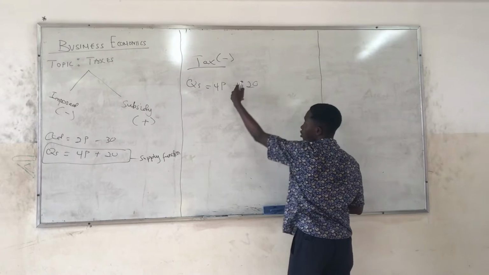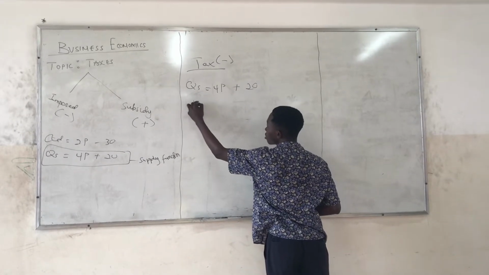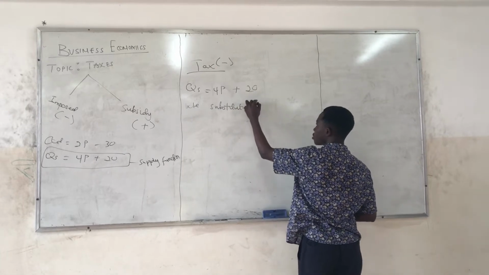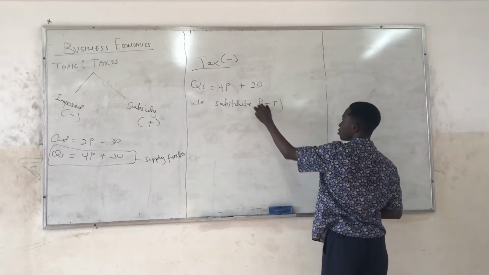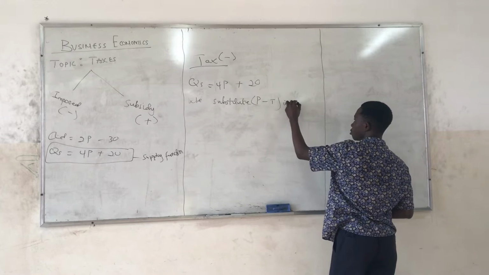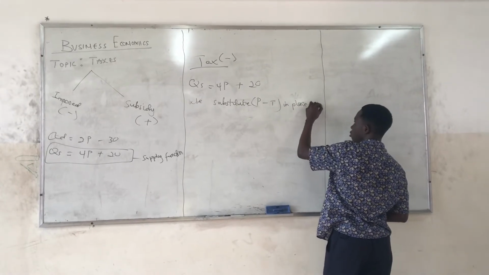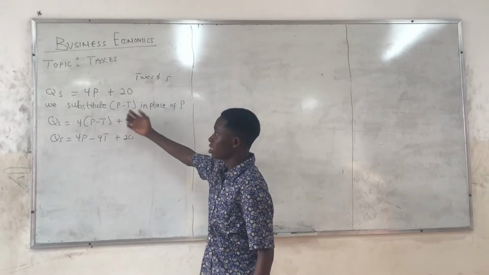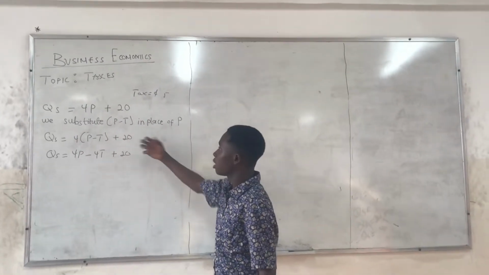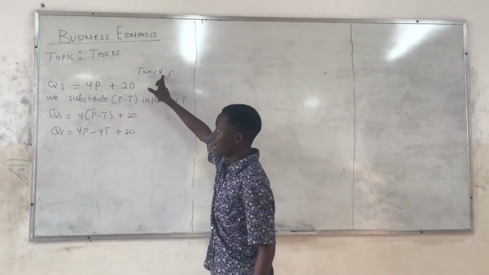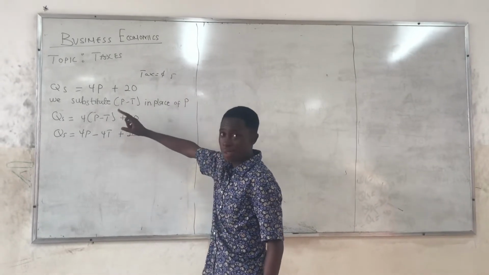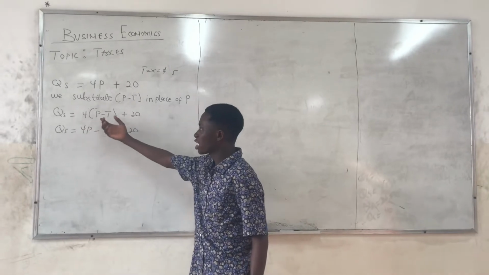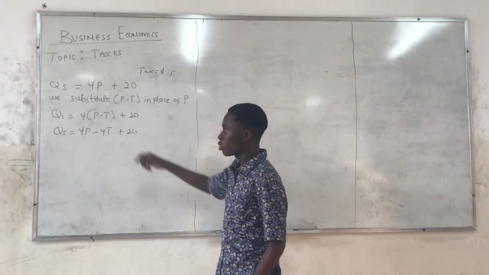So tax we subtract. So we substitute p minus t in place of p. So we have Q is equal to 4p plus 20, and we substitute p minus t in place of p. Remember it's tax 5 cedis. We are subtracting. Tax we subtract, subsidy we add. So Q is equal to 4 in brackets p minus t plus 20.